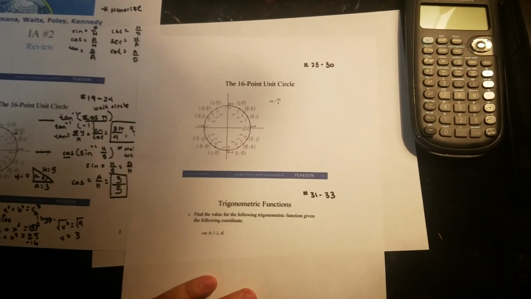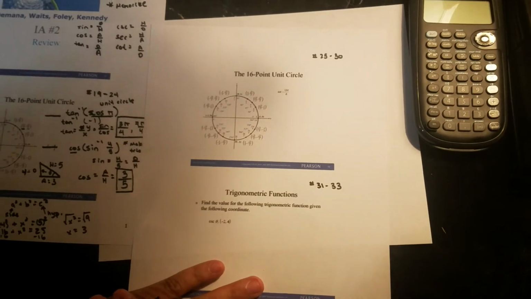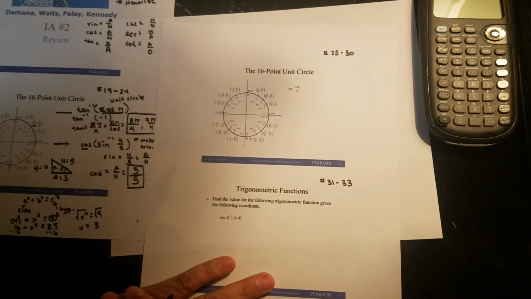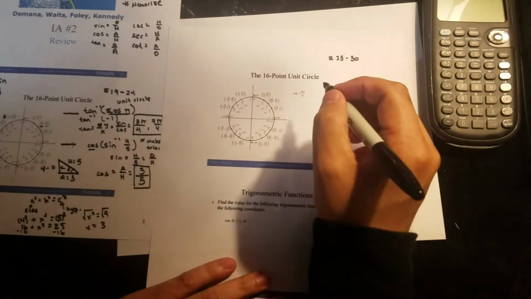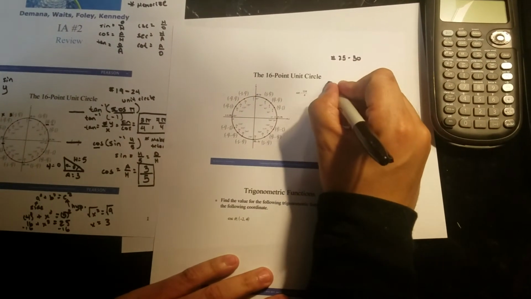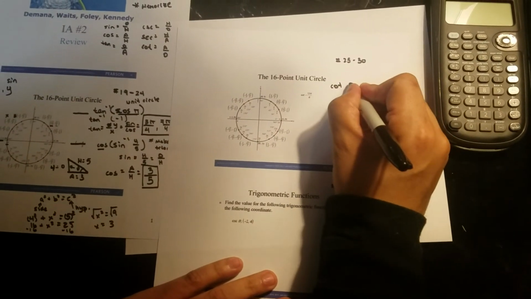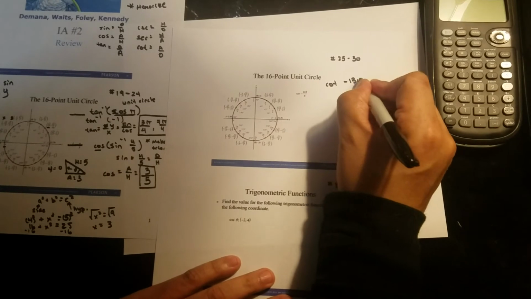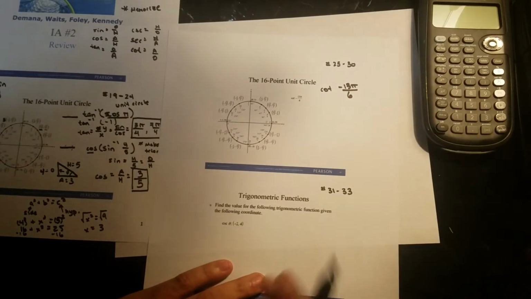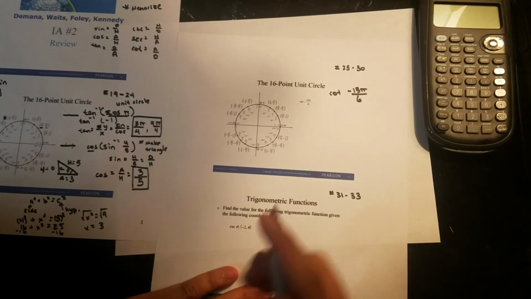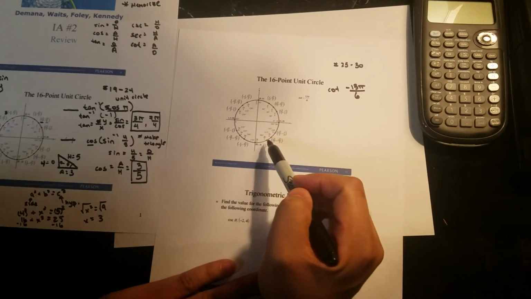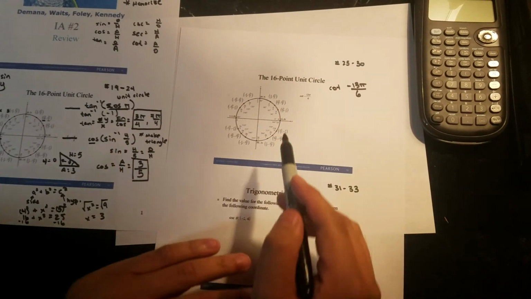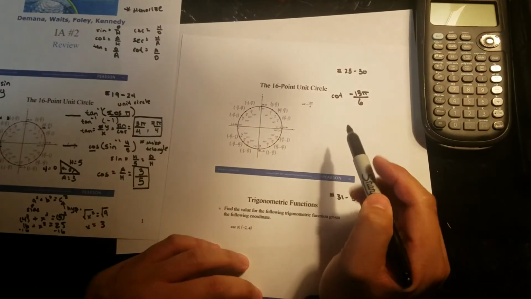So the next thing I want to go over is something like what you see on numbers 25 through 30. And this is all unit circle. Okay? This is asking for the cotangent at negative 13 pi over 6. Now, if you look at the unit circle, guys, you're not going to find 13 pi over 6. Okay? We're looking at the angle. That's what this is. It's an angle.